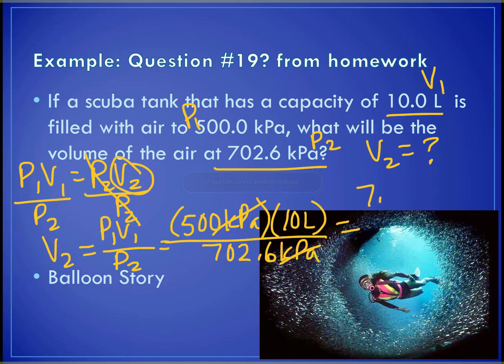And I get 7.116, and my units is liters. Let's look at our sig figs. So I think our smallest number of sig figs is 3, so I'm going to have that 6 round that 1 up to 2, so 7.12 liters.